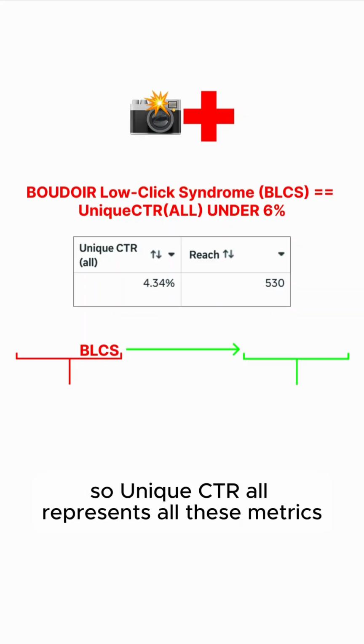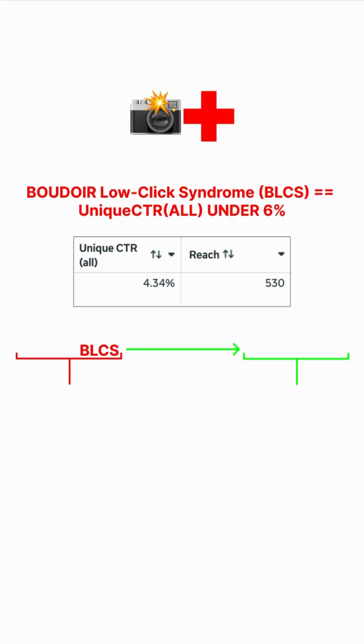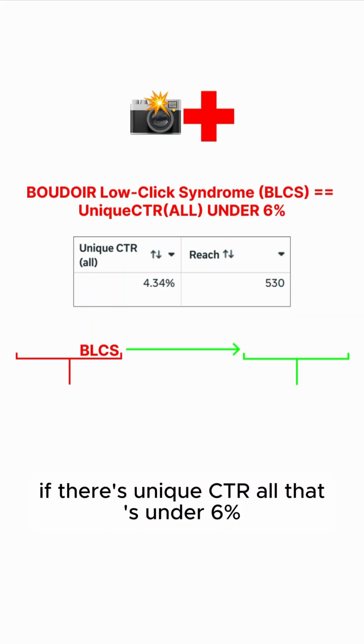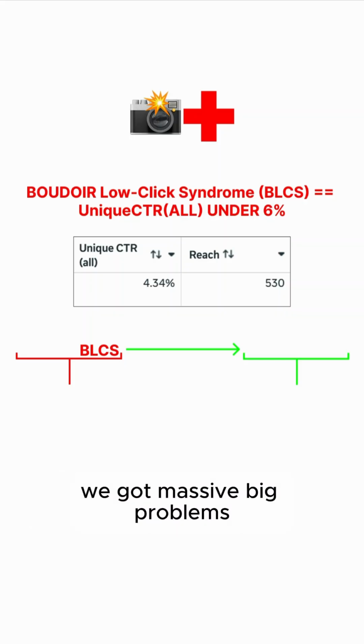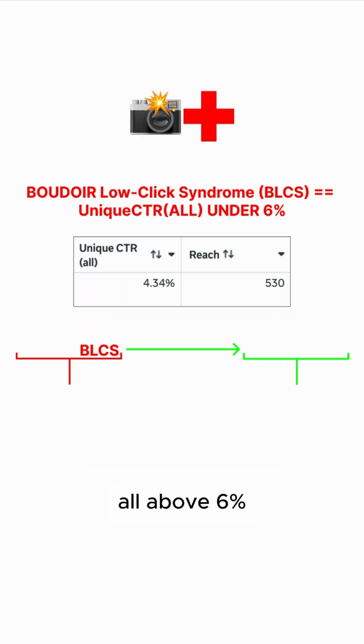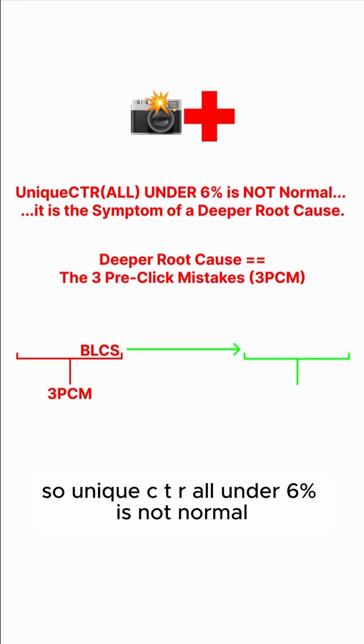So unique CTR represents all these metrics, and we need to get this number as high as possible. 6% is the minimum. The absolute minimum. If there's a unique CTR that's under 6%, we got massive big problems. 100% of Boudoir Facebook ads can have a unique CTR above 6%. So unique CTR under 6% is not normal.